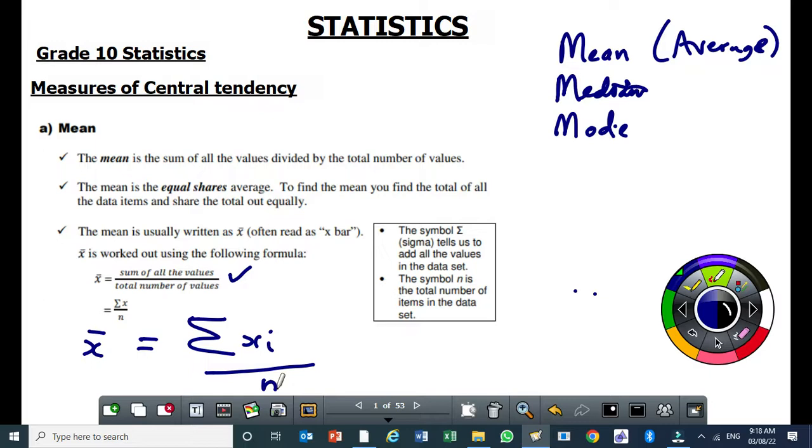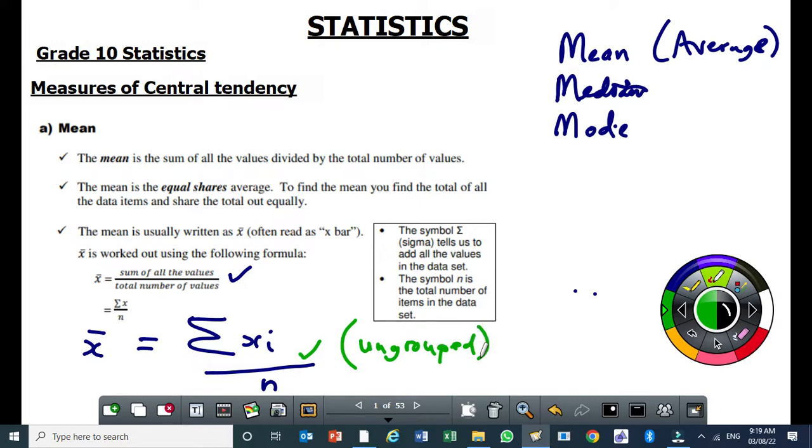Remember, the symbol sigma tells us that you are adding values, that is, you are summing up values. Okay, so I've just spoken about the mean. The way you calculate the mean, this formula here, is for what's called ungrouped data.